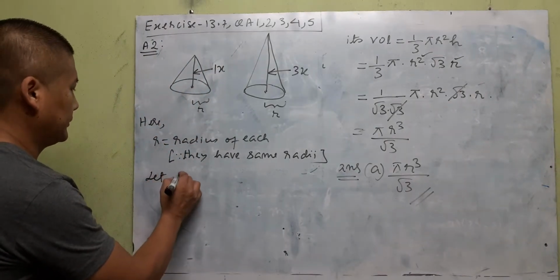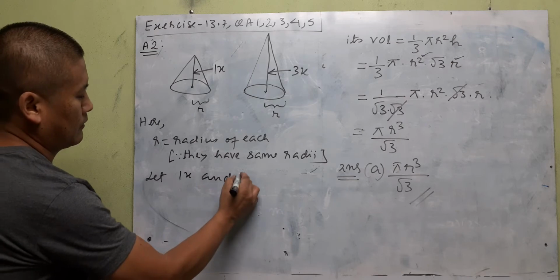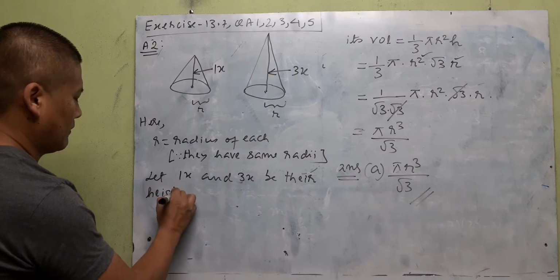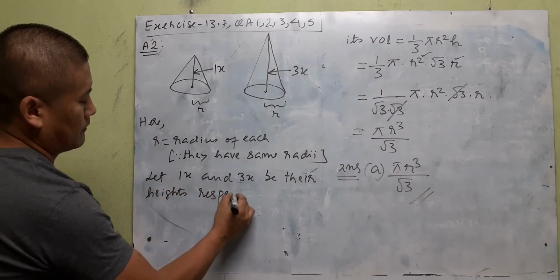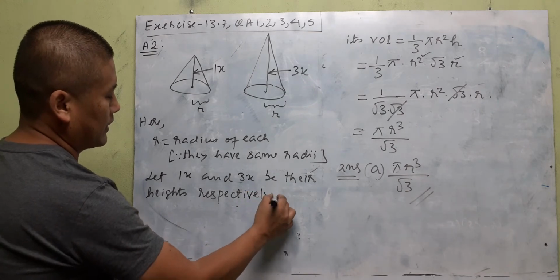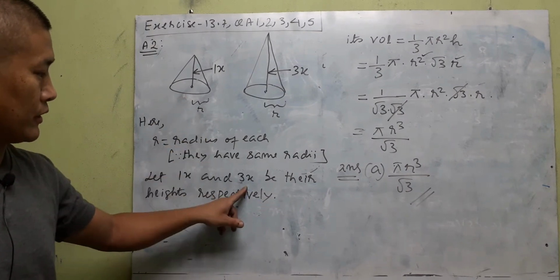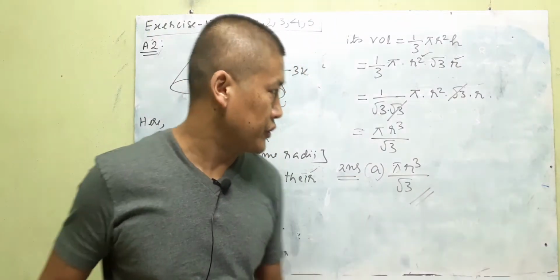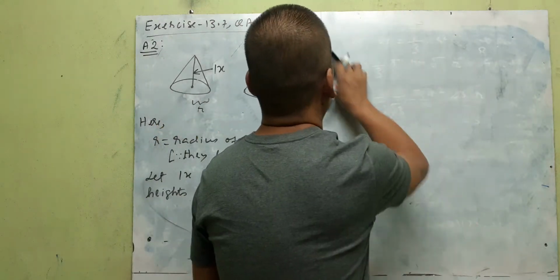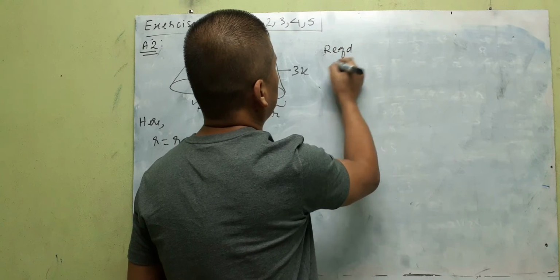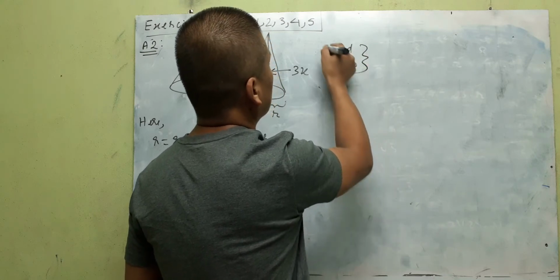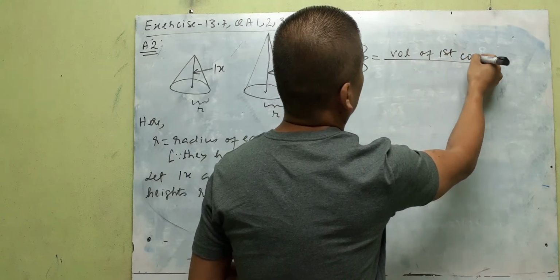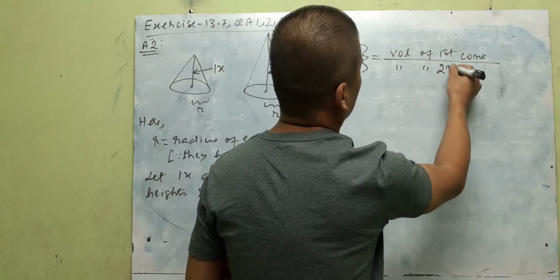So you just write here, let 1x and 3x be their heights respectively. We mean to say that the first one is the height of the first cone, the second one is the height of the second cone, that's the meaning of the word respectively. So the question is asking us to find the ratio of their volumes. So let us do that. Required ratio: volume of first cone divided by volume of second cone.